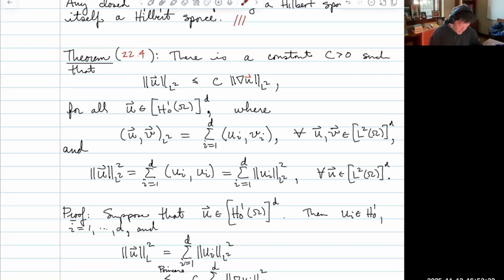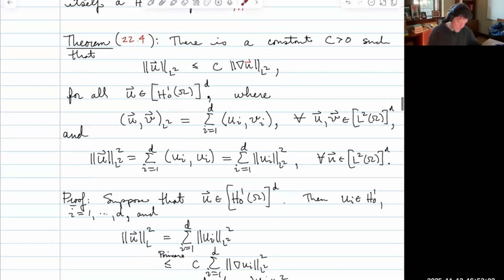Okay, so how do I define this norm or this inner product? Well, these are no longer scalar functions, so what I'm going to do is sum up the components. I'm going to take the dot product of the components of u and v, and then integrate in L2. That's how that inner product is defined. And of course, the norm is just defined by taking the square root of this when I put u in both the first and the last position. I think that's all there is to that.